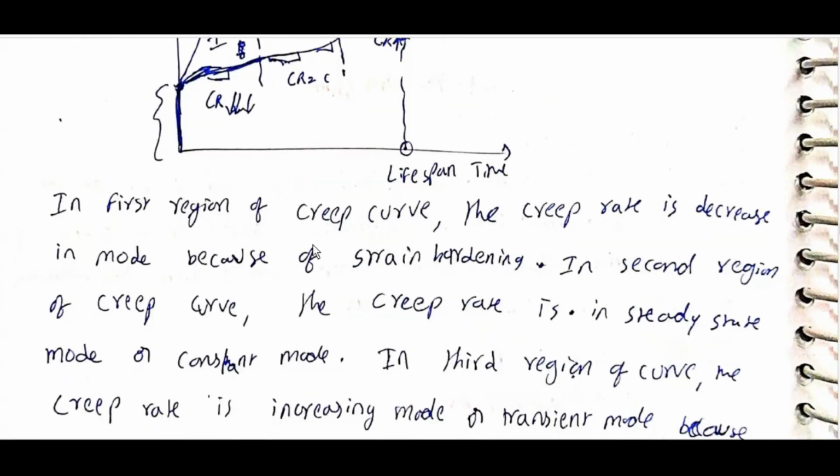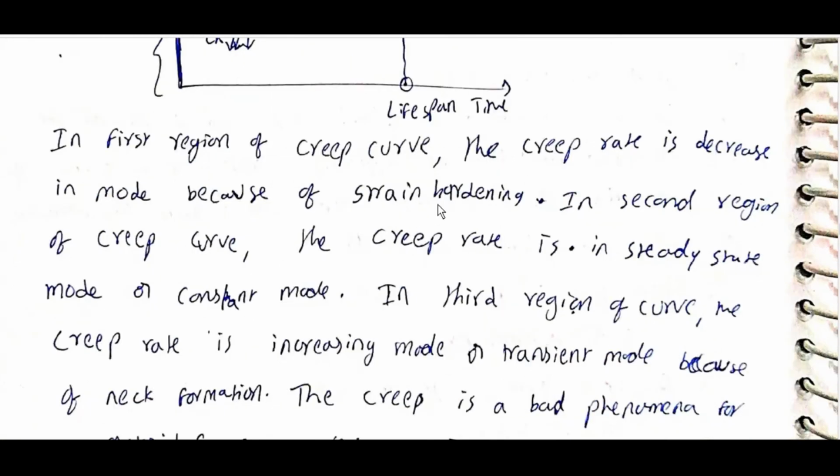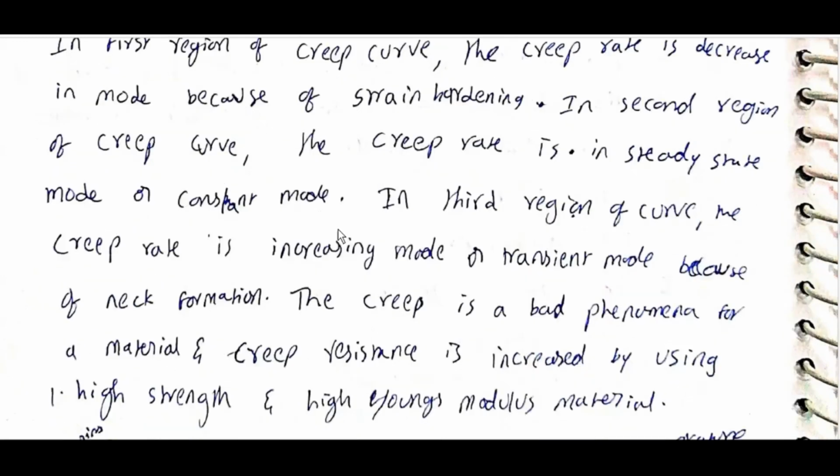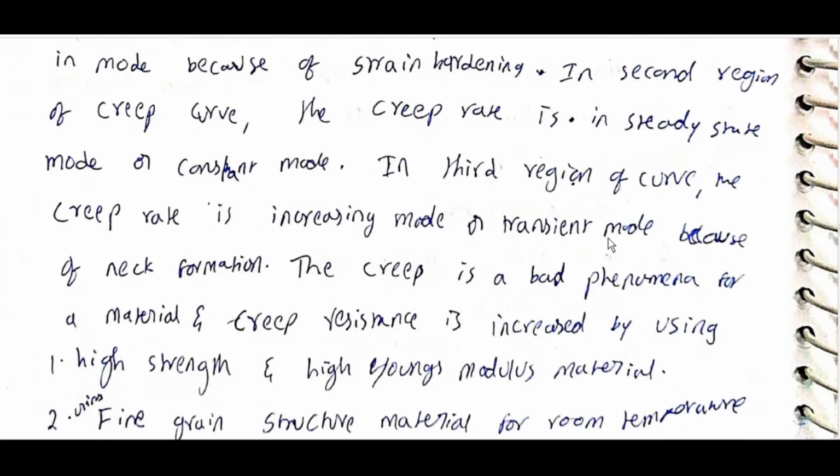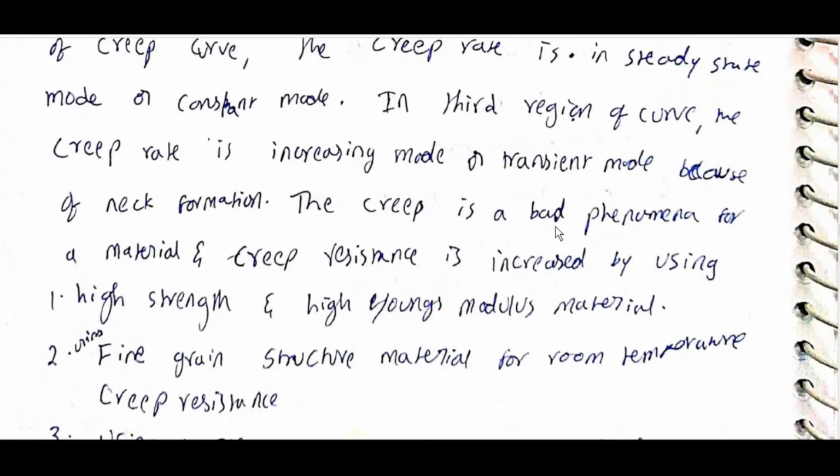In the first region of the creep curve, the creep rate decreases because of strain hardening. In the second region, the creep rate is constant, which is steady mode. In the third region, the creep rate is increasing, which is transient mode, because of neck formation.